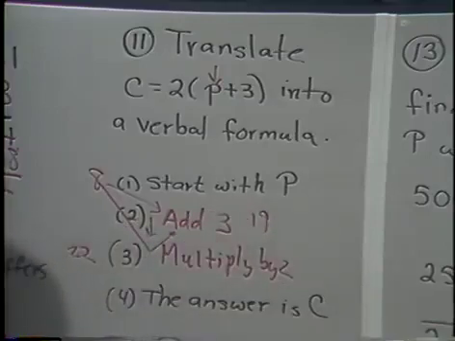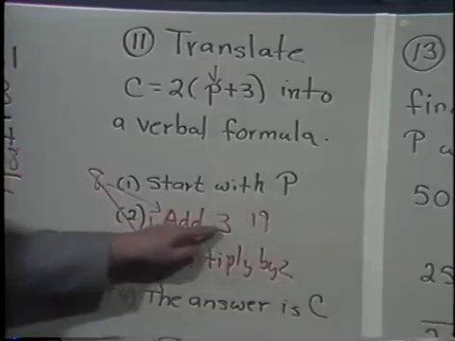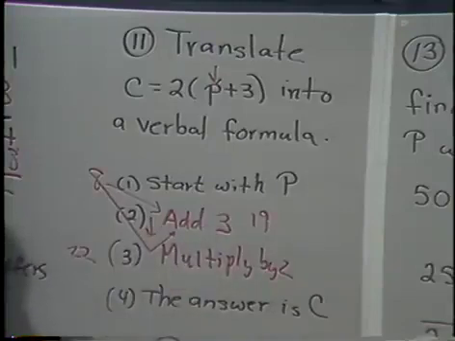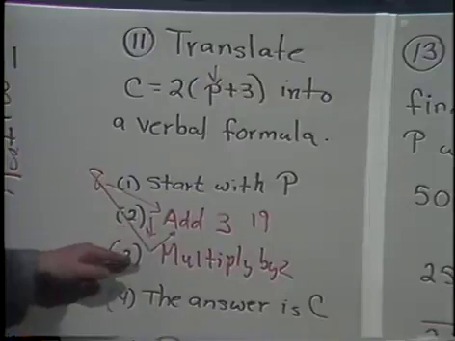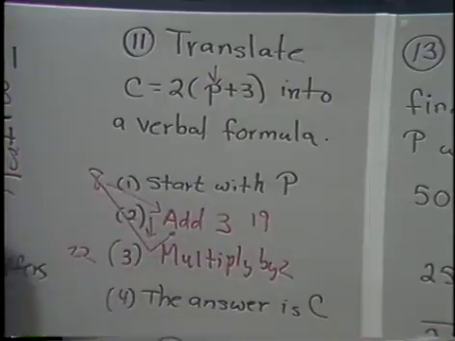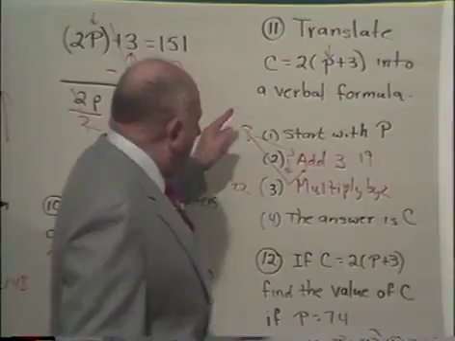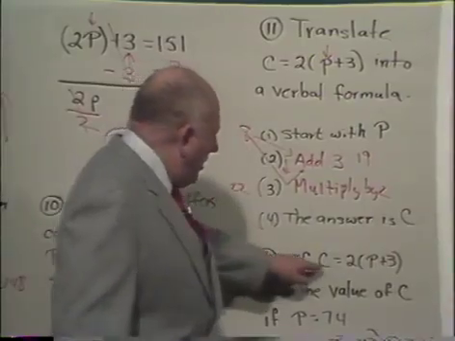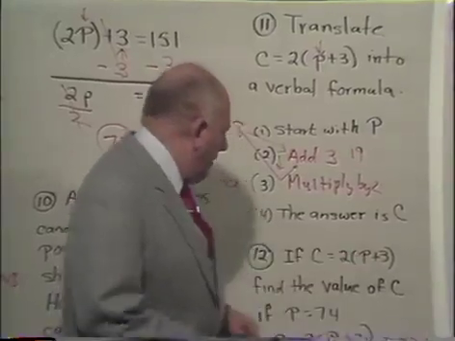Why does it make a difference? Because in this case, once I add the 3 on, it's also being multiplied by the 2. So the order of the steps here is very important. But I want you to learn to just play around with this stuff. So in other words, that verbal formula states that C equals twice p plus 3.